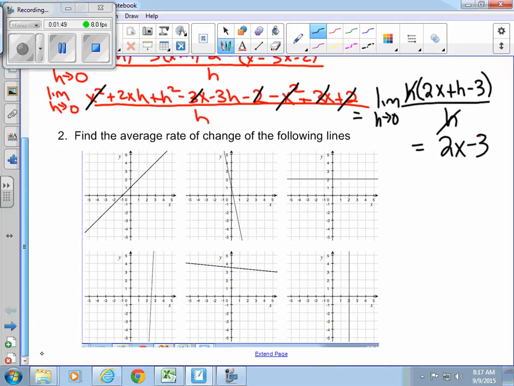This second question asks you to find the average rate of change in the following lines. What is an average rate of change? Slope. So that question will be on the AP. It still means slope on the AP. It's amazing. They ask you Algebra 1 questions on the AP exam.